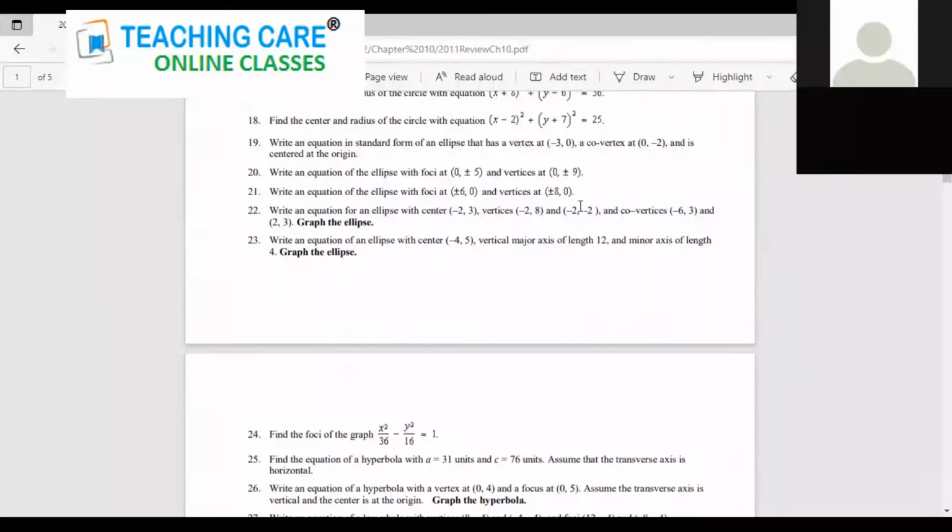Okay. The center is given, the vertex is given, the co-vertex is given. Can you just try this? Number 22? No. We will try with number 20, because I have thought only up to that.